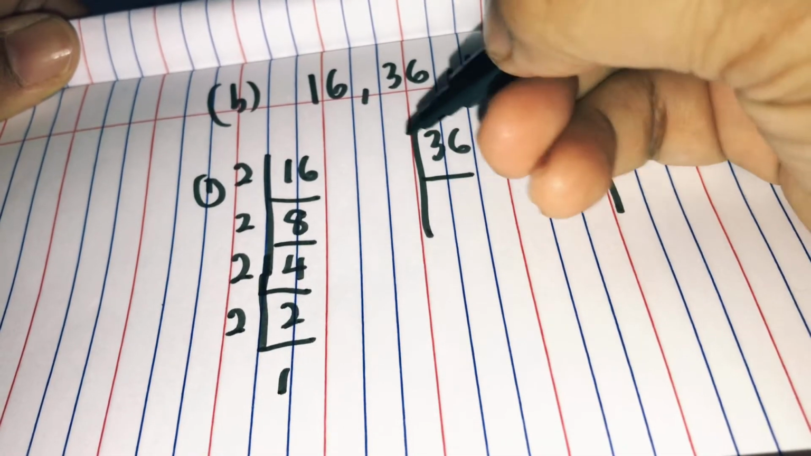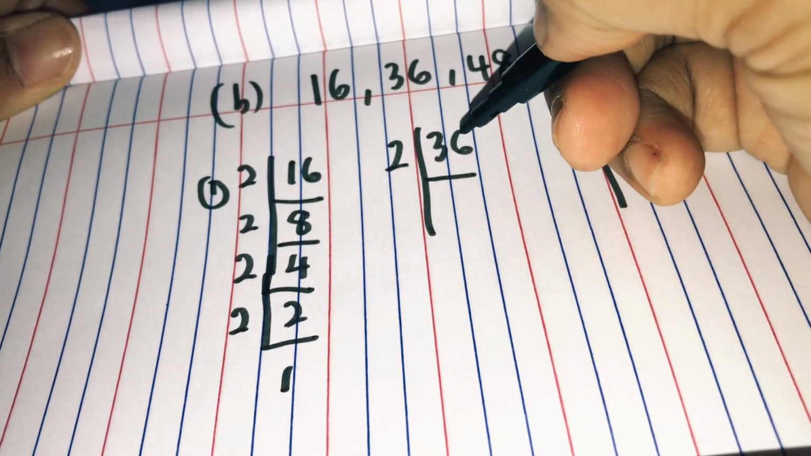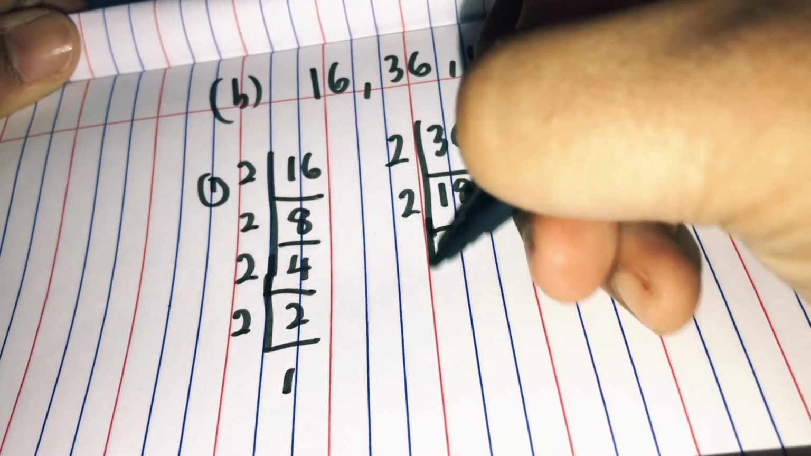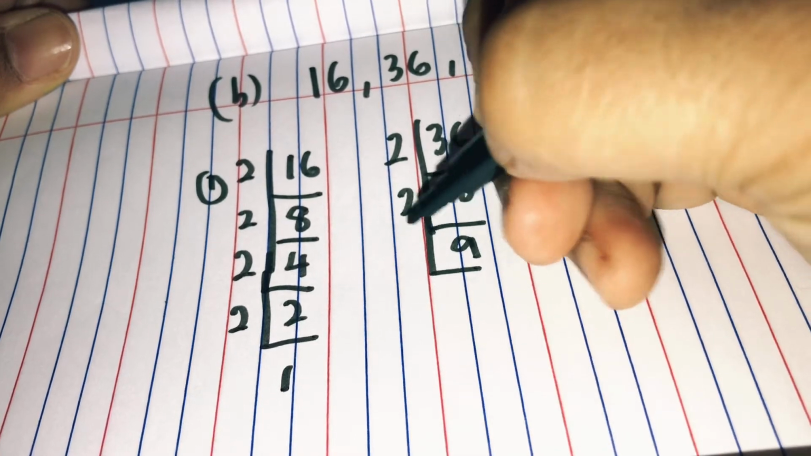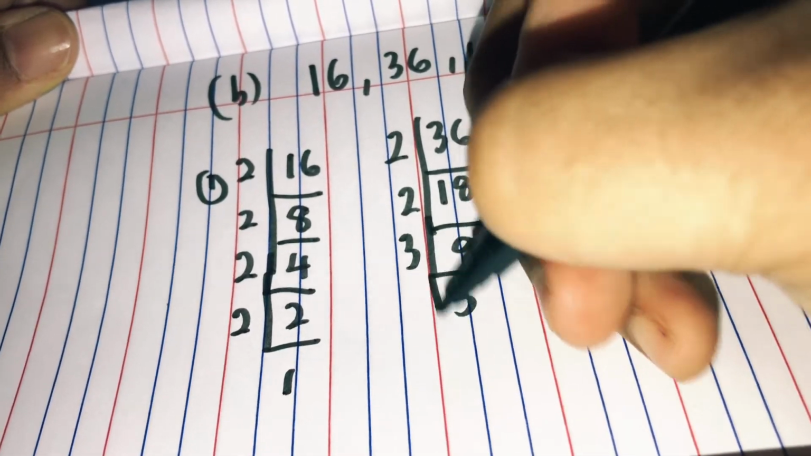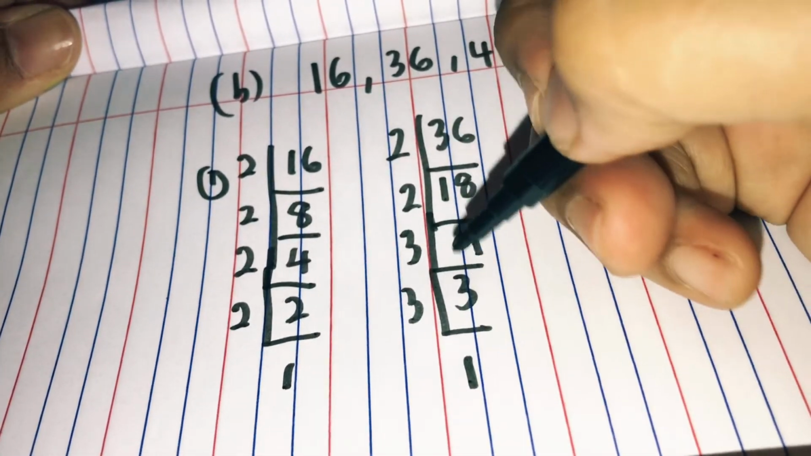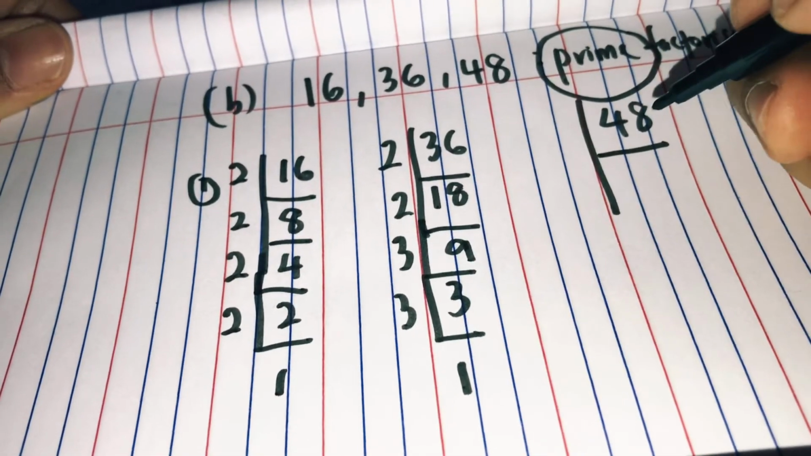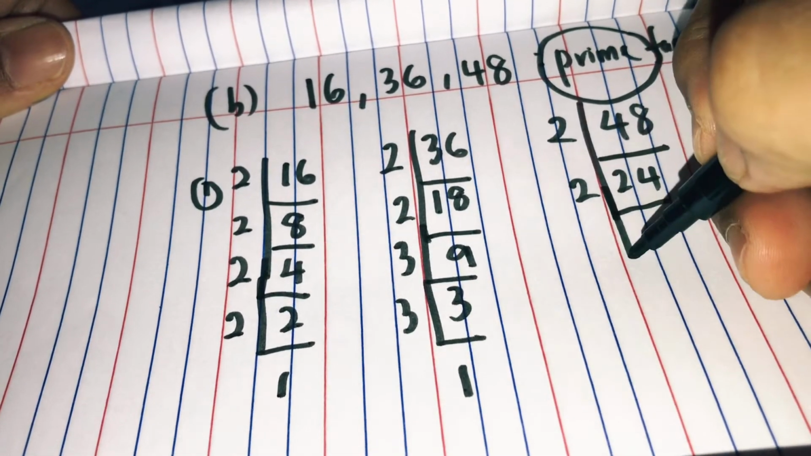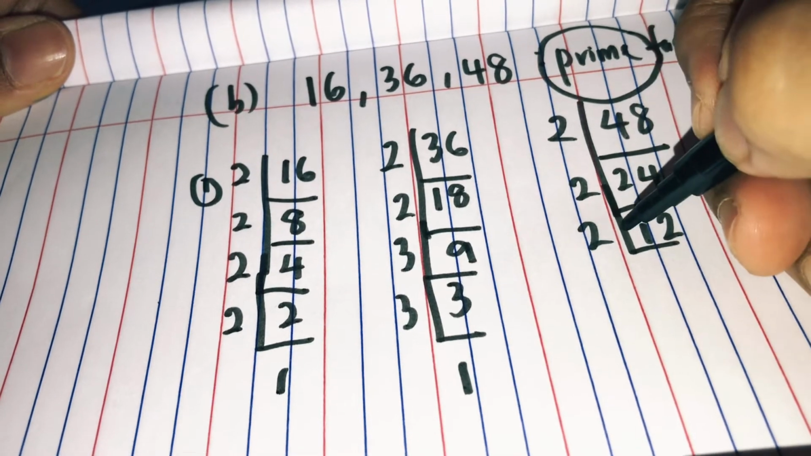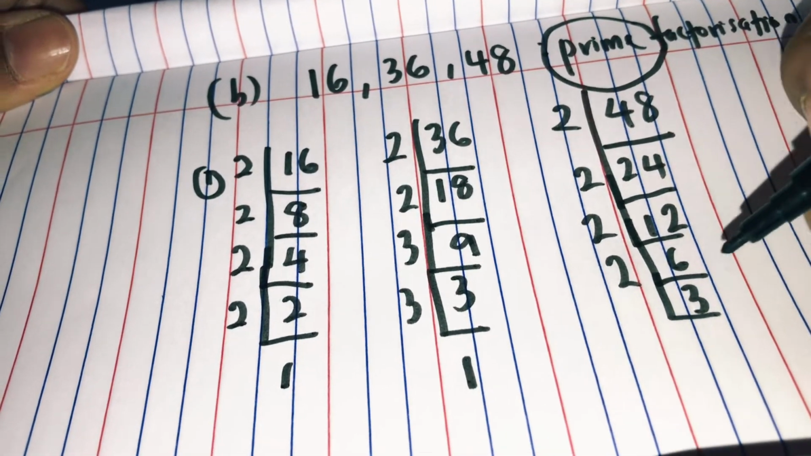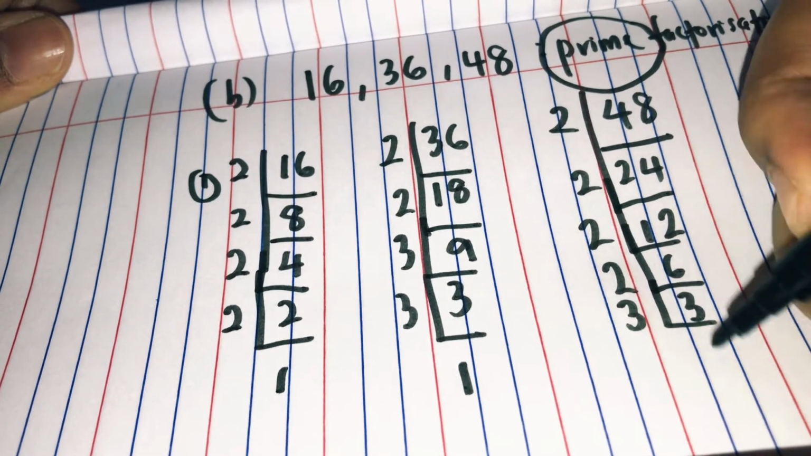And then here, divide by 2 first. 36 divided by 2, you get 18. Divide by 2, 9. Okay, 2 cannot, choose 3. 9 divided by 3, you get 3. 3 divided by 3, 1. You must divide until 1. Then 48: divide by 2, 24, 2, 12, 2, 6, 2, 3. And then divide by 3, 3 divided by 3, 1.